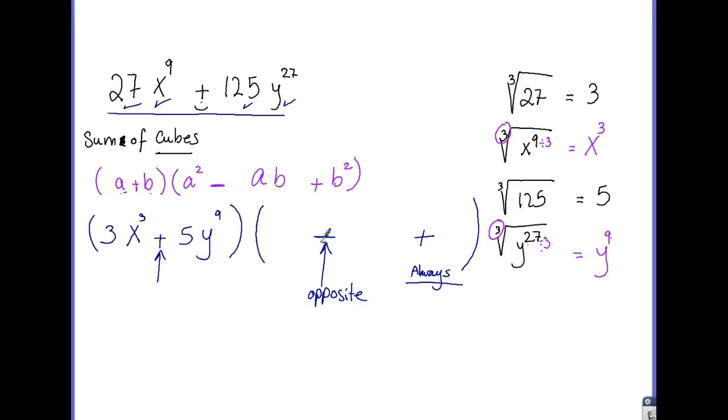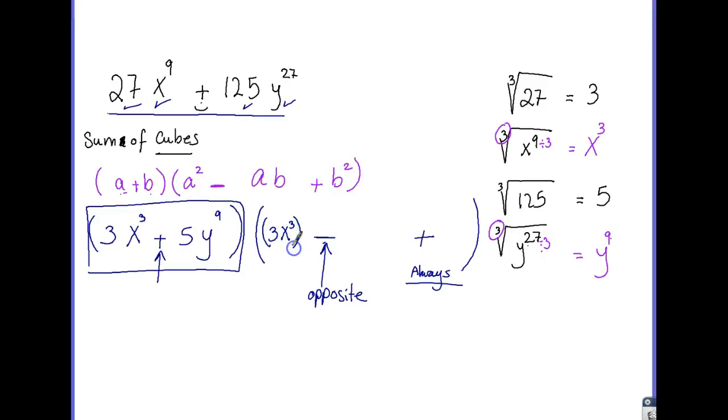Now, look at this parenthesis. Focus only on this parenthesis. This first term here is the first term squared, so it's 3x cubed all squared. The last term is the second term squared, so 5y to the 9th all squared. In the middle, you multiply both terms, so it's 3x cubed times 5y to the 9th. Now, we'll simplify. I'll copy this parenthesis as is.